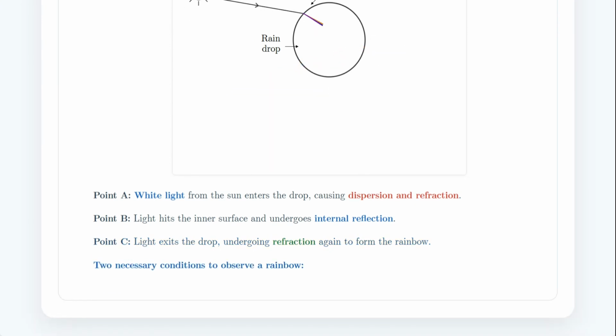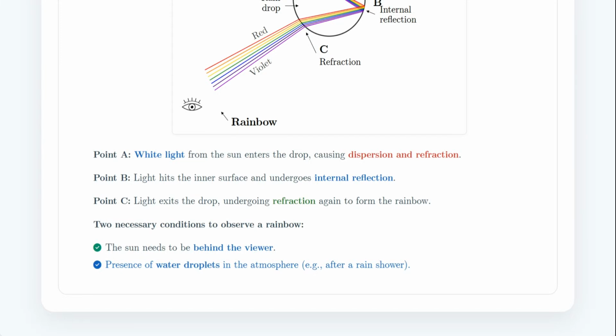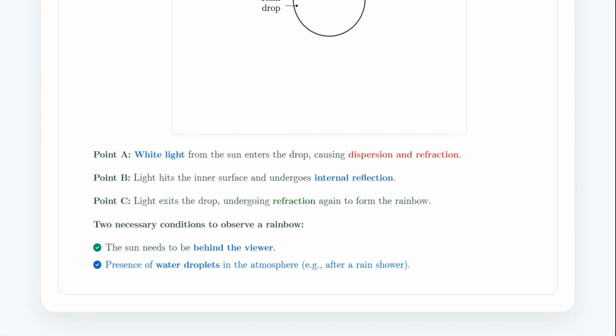Now, let's list the two necessary conditions to observe a rainbow. First, the sun needs to be behind the viewer. Second, there must be water droplets present in the atmosphere, usually after a rain shower.